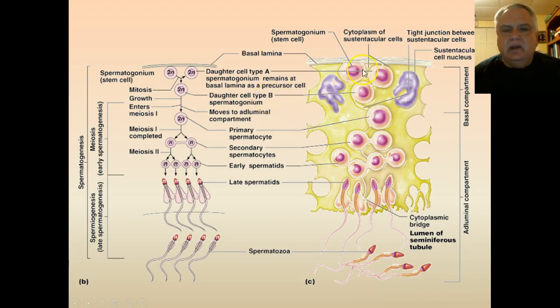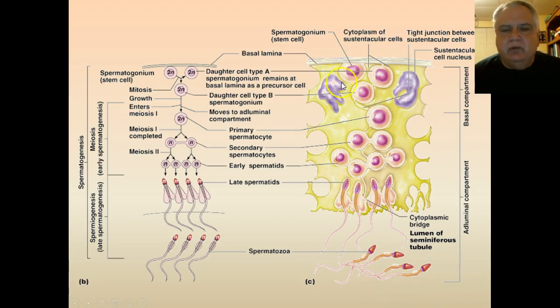So if we look over here on this diagram to help you understand it, here's our spermatogonial cell. It's going to divide to form two daughter cells. Each of these daughter cells will have the 2n number of chromosomes. This daughter cell, the type A cell, will remain attached to the basement membrane, while this daughter cell will now begin to move through the adluminal compartment toward the lumen.